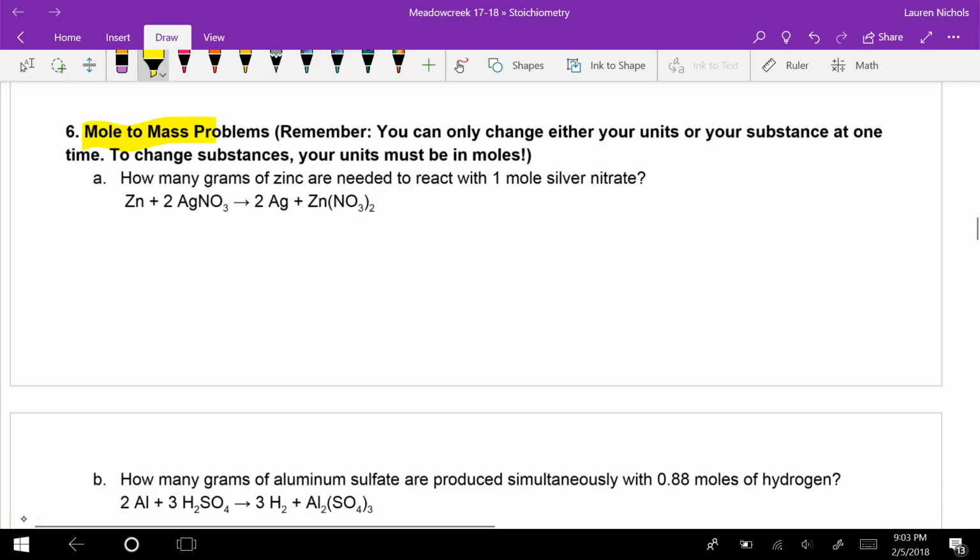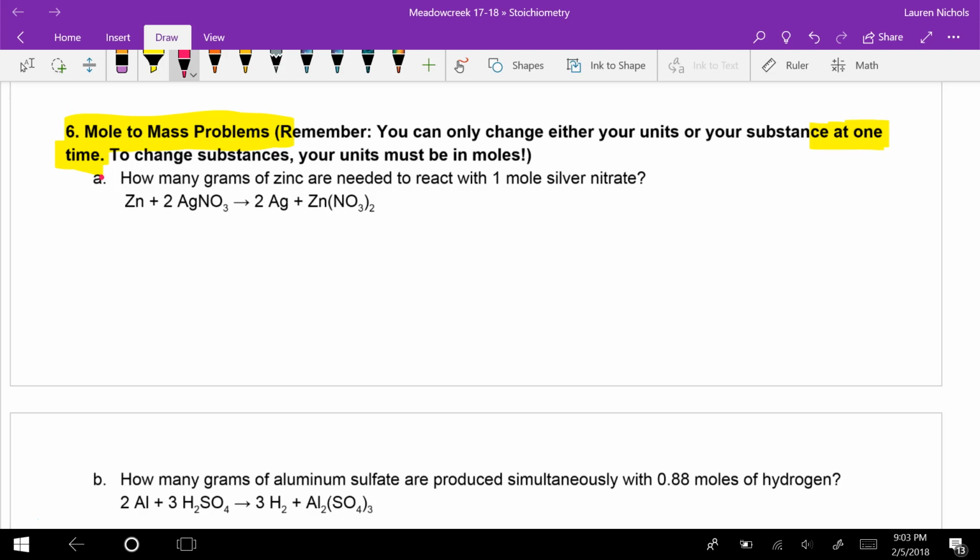So let's talk about a mole to mass problem. In this type of problem, we're going to have to change the units and our substance, but remember, you can only change one at a time. Not both. And you're also going to need to have your mole map in front of you, so if you don't, pause the video and pull out your mole map, or go back and watch the video before this so that you can know what I'm talking about.